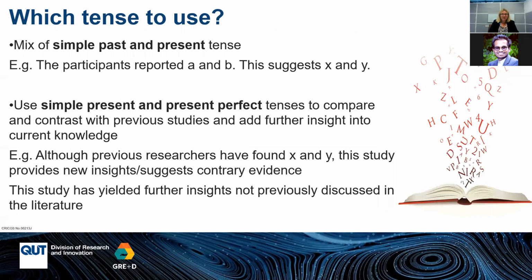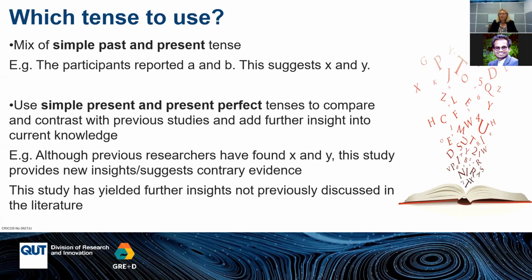So again, let's have a quick look at tense. In your discussion, you're mixing past and present. The participants reported A and B. This suggests X and Y. All right, so in your results, you were just saying the participants reported something, or the respondents. You haven't put down the implication. That's where you're going to be doing that.